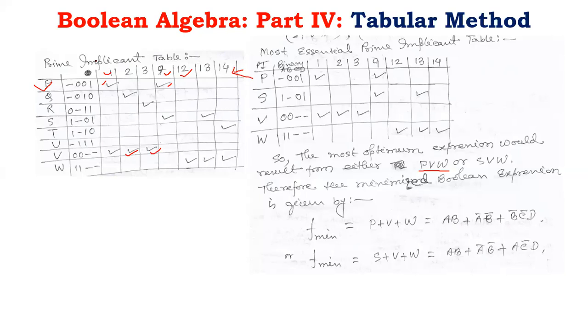Another case, if we take instead of P, if we take S, V and W, S is 9 and 13. And V is 1, 2, 3. So then we will get 1, 2, 3 and 9. And if we take W, then 12, 13, 15. So if we take S, V and W, then all the min terms will be covered. So there are two options. One is if we take P, V and W, then all the min terms will be covered. Or if we take S, V and W, then all the min terms will be covered.